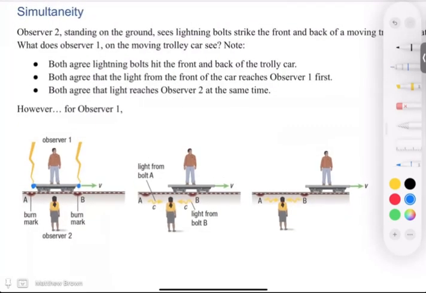So I made a couple notes because I think they're important here, right? They both agree that lightning hits the front and back of the trolley car. They both agree that light from the front of the car reaches observer 1 first. And they both agree that light reaches observer 2 at the same time.